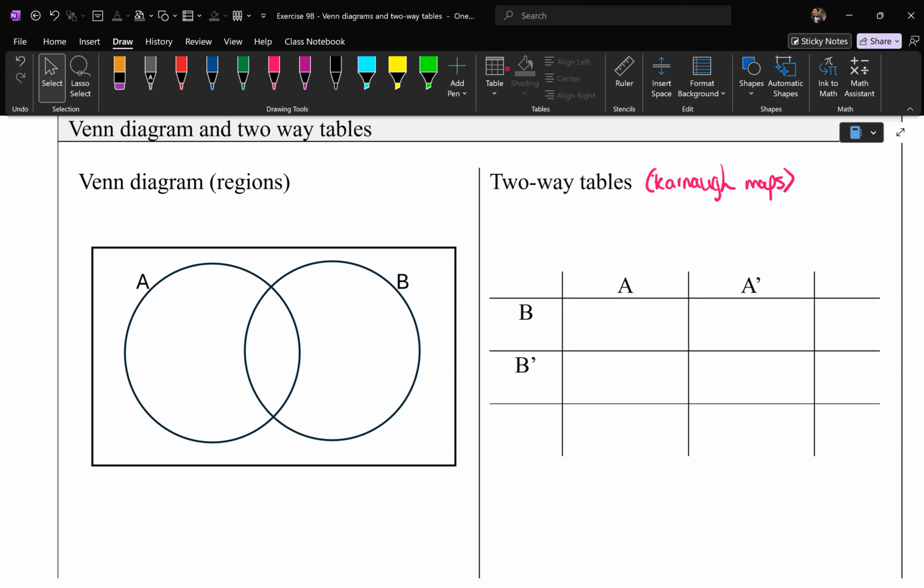I use a Karnaugh map mainly for calculation, so anything to do with calculating the number of intersections between two sets, whereas with a Venn diagram, I like it as a visual aid. Okay, so for your notes, fill this in.